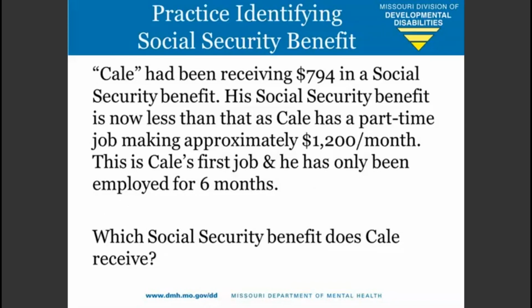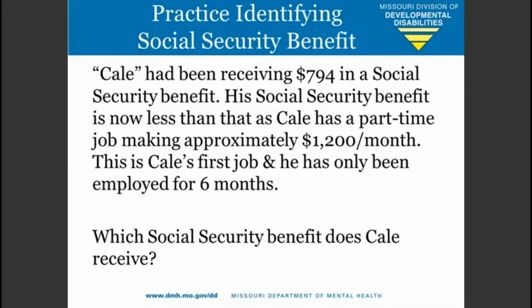All right, so here's another one. Cale has been receiving $794 in a Social Security benefit. His Social Security benefit is now less as Cale now has a part-time job making approximately $1,200 per month. This is Cale's first job, and he has only been employed for about 6 months. So based on this information, what Social Security benefit do we think Cale receives?